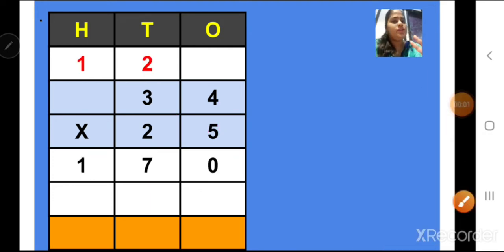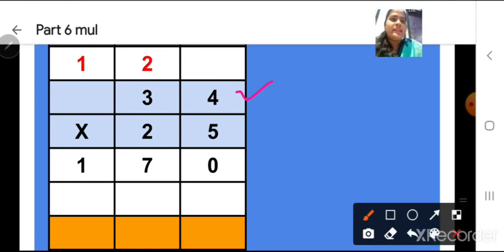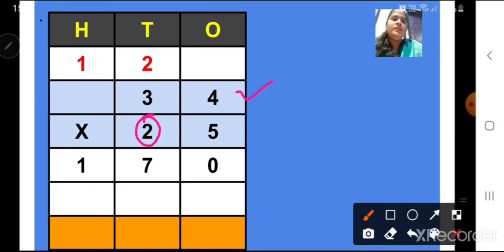Children, for step 2 we have to multiply the multiplicand with the number at the tens place of the multiplier. Correct? Before multiplying we have to first put a 0 here, because we are multiplying the number which is at the tens place. So here we have to put one 0 first. It is very important, otherwise you will get a wrong answer.